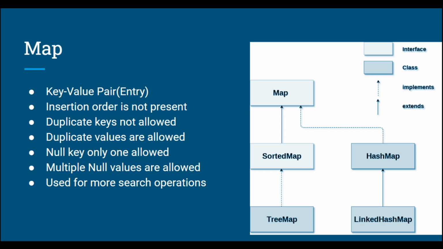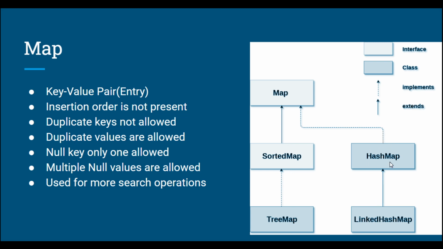And if you see on the right hand side, this is the hierarchy of map. The first is the map interface. Then there is also an interface, the SortedMap. And these are the classes: HashMap and LinkedHashMap. And the third one is TreeMap. So these are the three classes that implement the map interface.